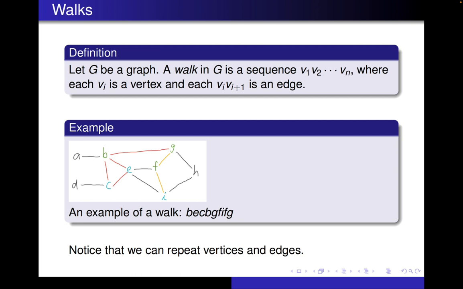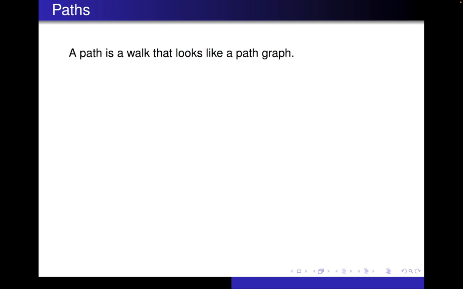So as I mentioned before, it's perfectly okay in a walk to repeat vertices and repeat edges. Not in some of the special walks that we'll get to in the future, but right now, repeated vertices, repeated edges, okay. So for a path, it's a little bit different.